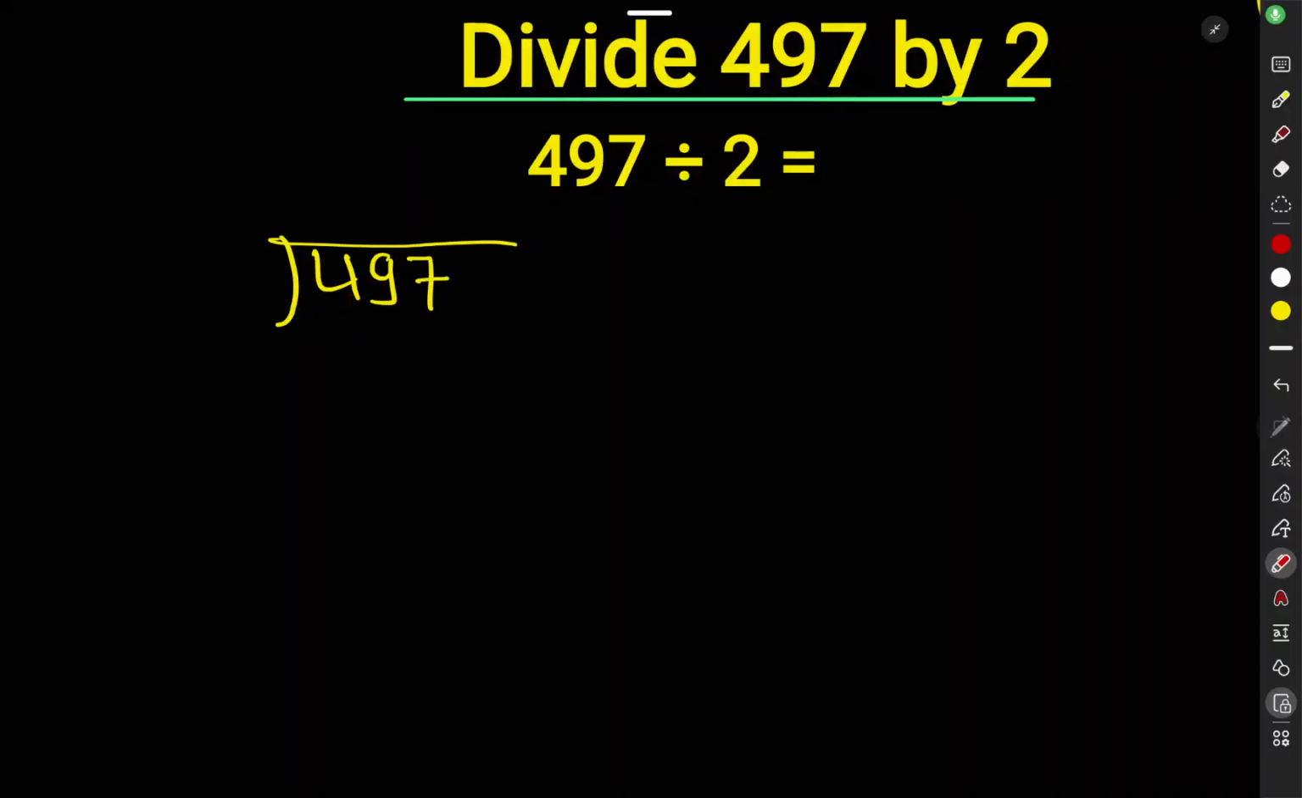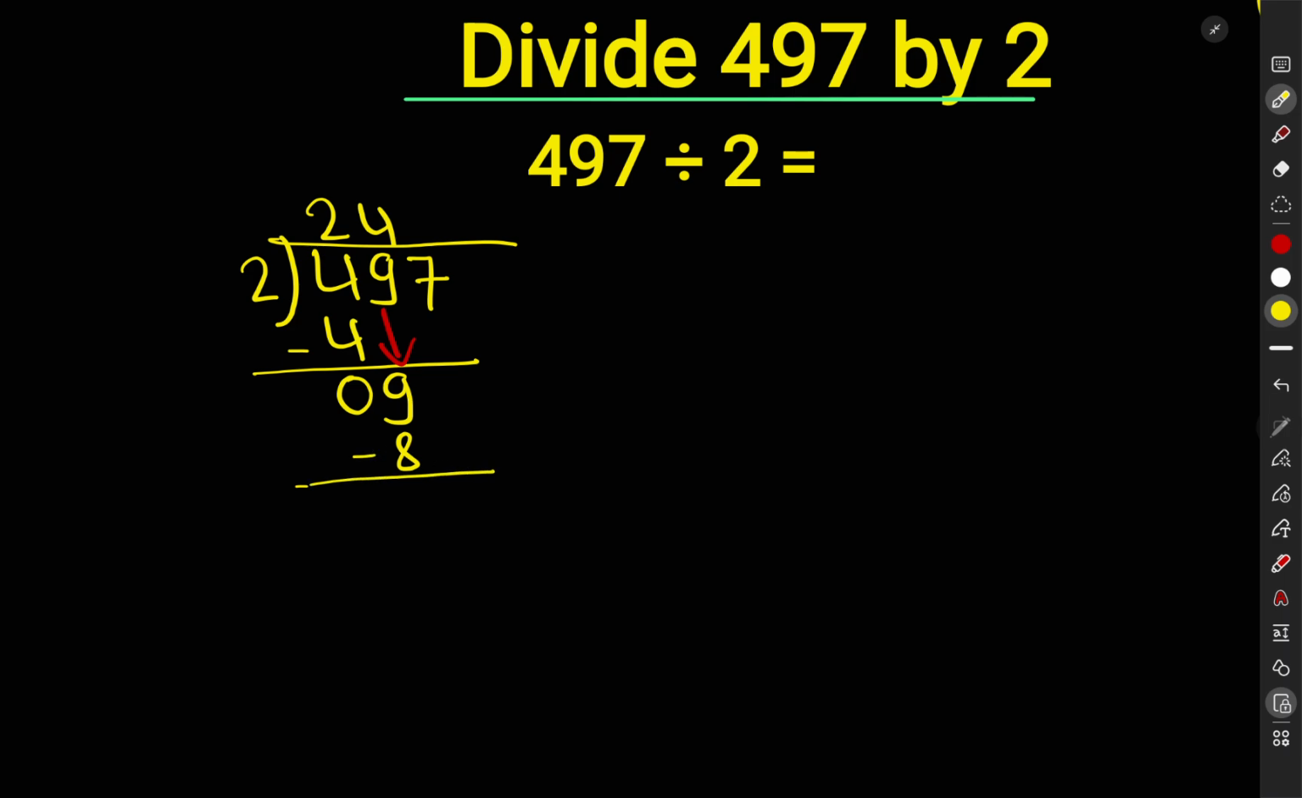We divide 497 by 2 in a long division method. 2 times 2 is 4. On subtracting it is 0. So we put down this 9 and 2 times 4 is 8. On subtracting it is 1.